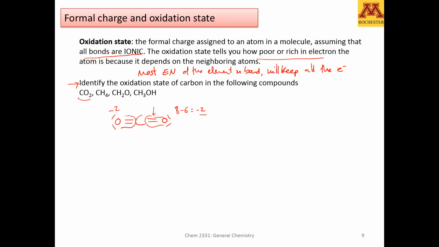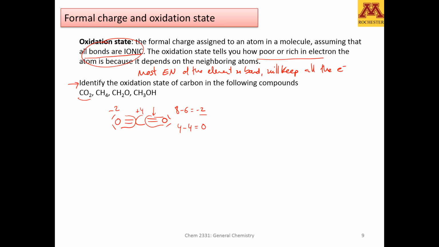So what is carbon left with? Well, carbon has no valence electrons left, which means it has lost all 4. That will be a +4. Because the carbon has no valence electrons, again assuming that all bonds are ionic, it has given away these 4 electrons. We say that the oxidation state of carbon is +4.